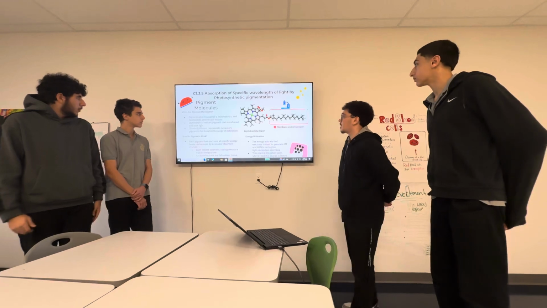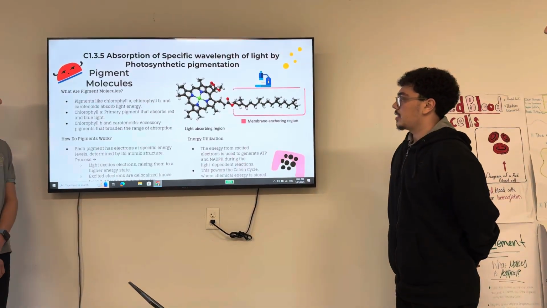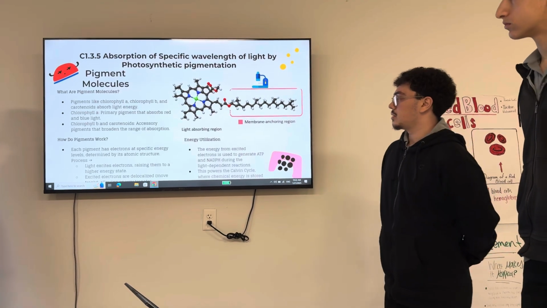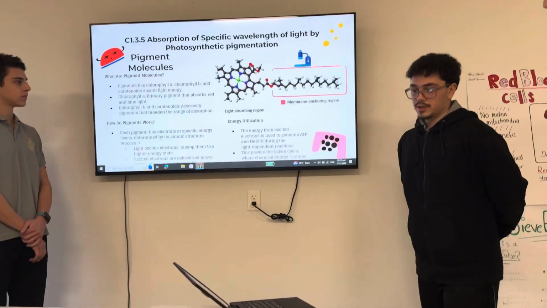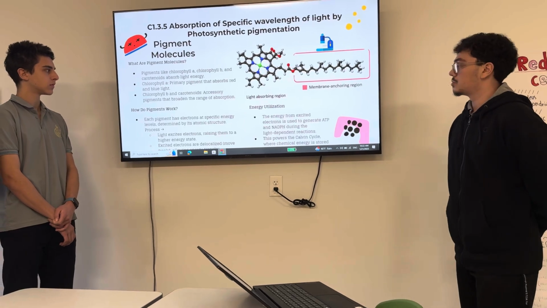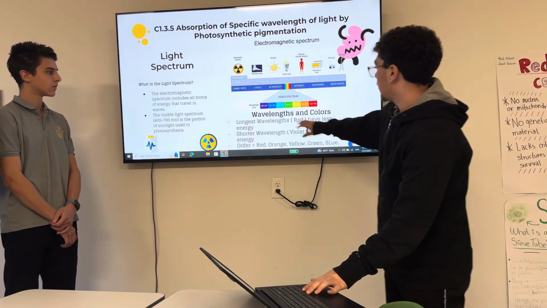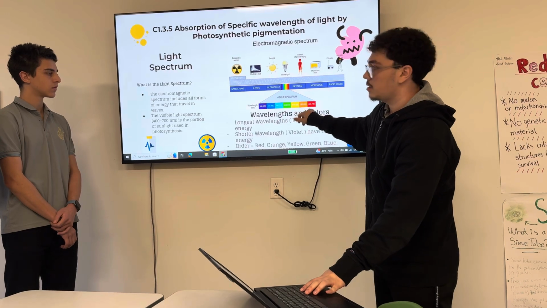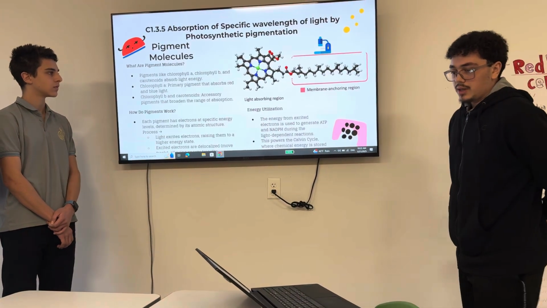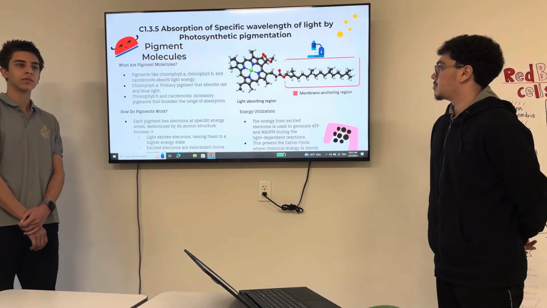The second one is the pigment molecules. They're basically chlorophyll A, B, and carotenoids. They absorb light energy. The first one, chlorophyll A, is a primary pigment that absorbs red and blue light. Secondly, chlorophyll B and the carotenoids are accessory pigments and broaden the range of absorption.